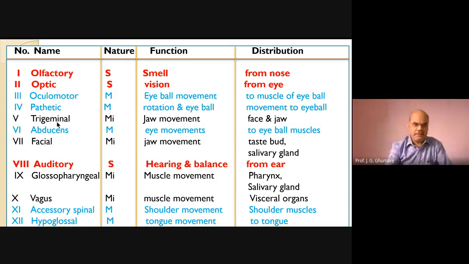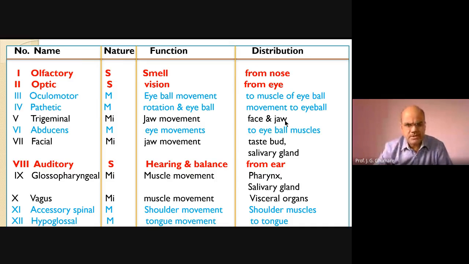Next one is called the trigeminal. Summary we are going to do afterwards. The next nerve is called trigeminal, and it is a mixed type of nerve, the one which goes to the face and jaw region. So half of the nerve tract will be sensory, half of the nerve tract will be motor. That way it is mixed type.